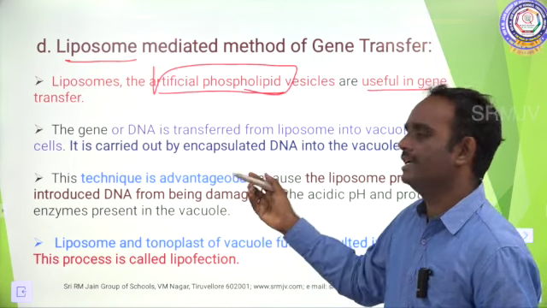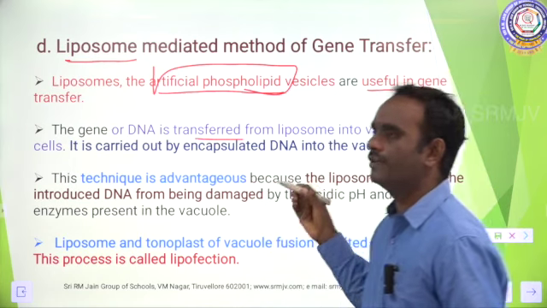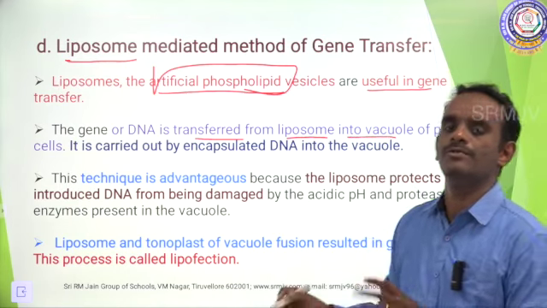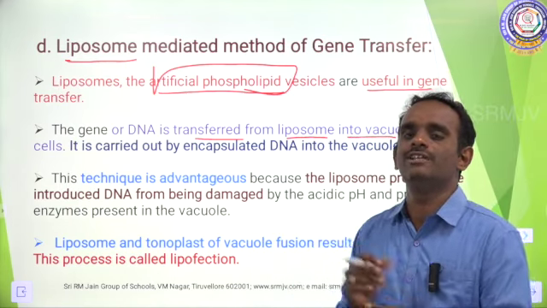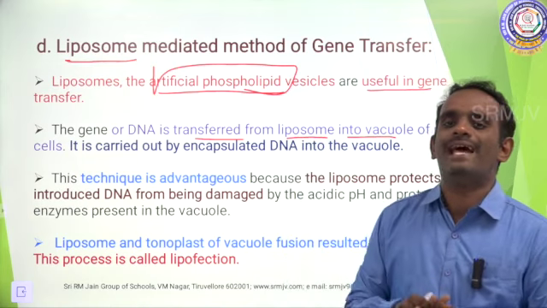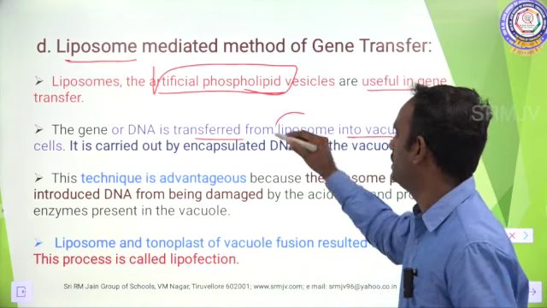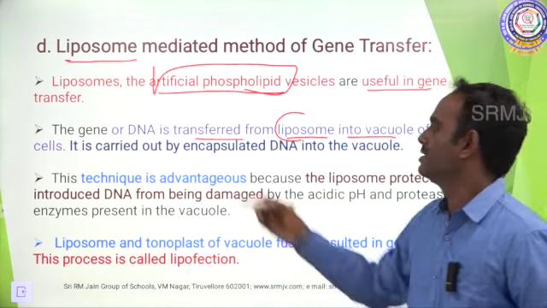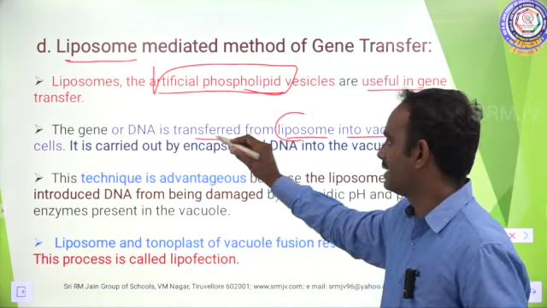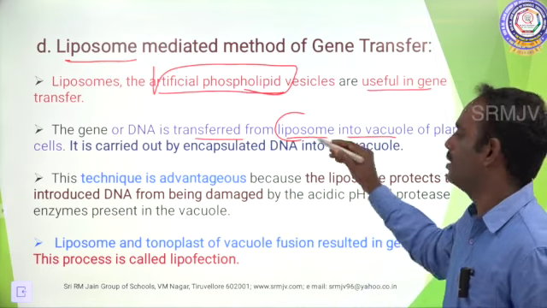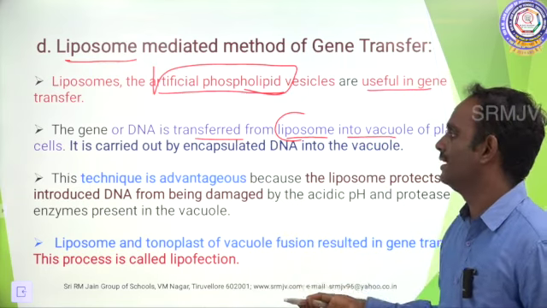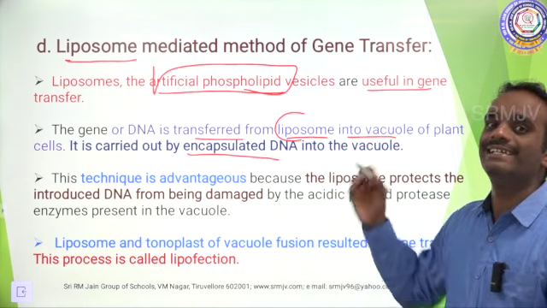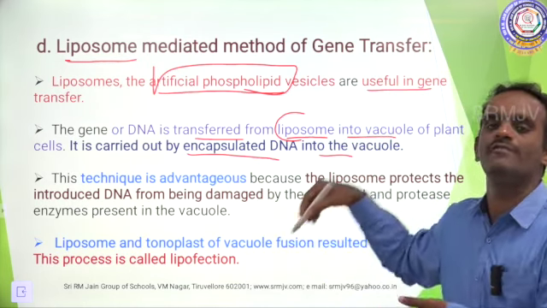Okay. So the gene or DNA is transferred from liposomes into the vacuoles of the plant cell. You know very well, vacuoles are the cell organelles present in the plant cell. So with the help of this liposome, we just transfer the gene into the plant cell. Okay. So the gene or DNA is transferred from the liposome into the vacuoles of the plant cell. Okay, it is carried out by encapsulated DNA into the vacuole.